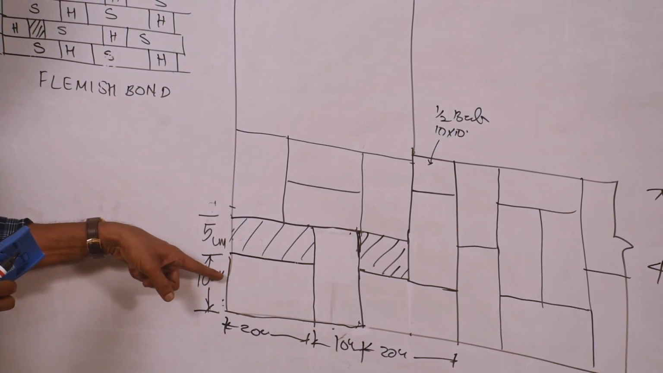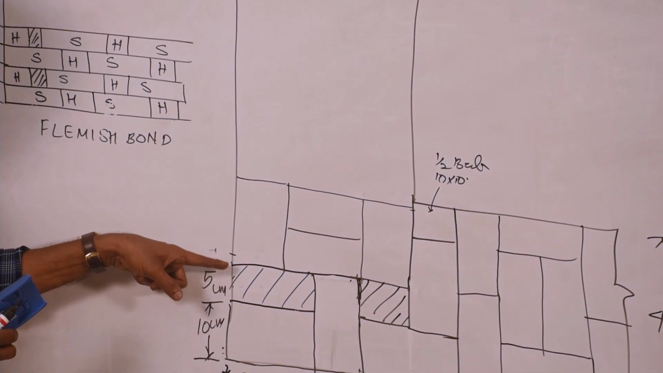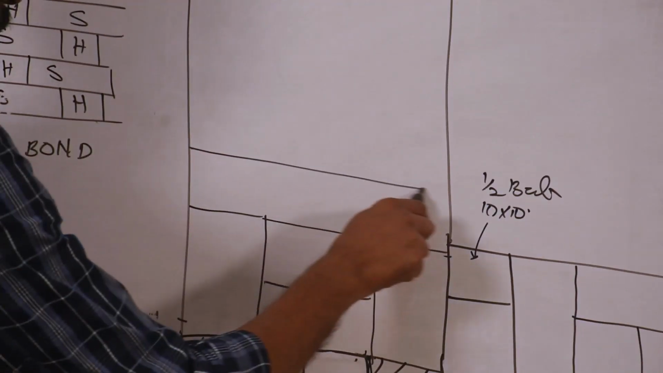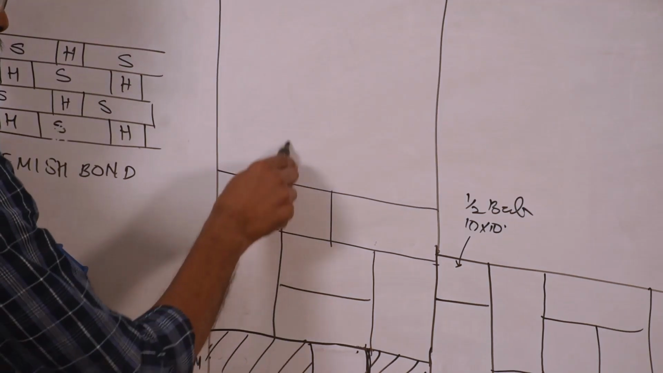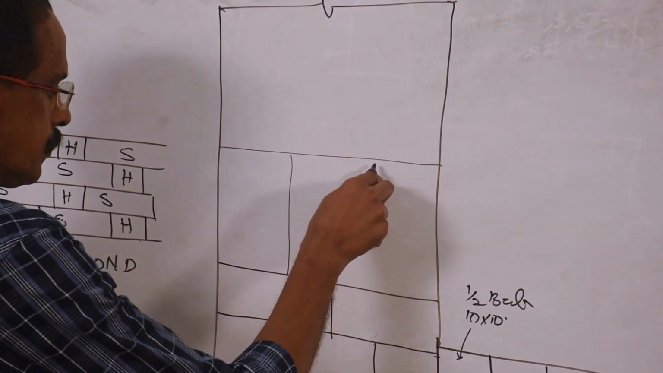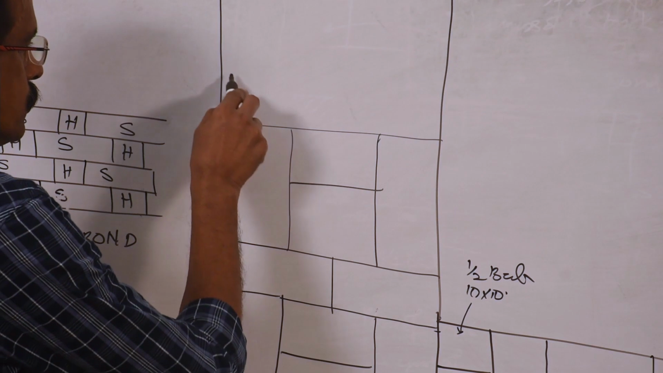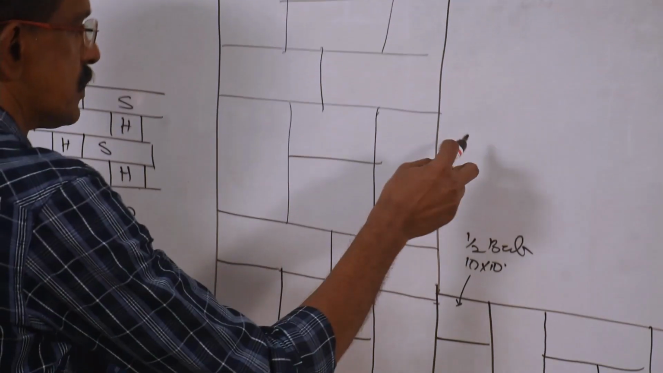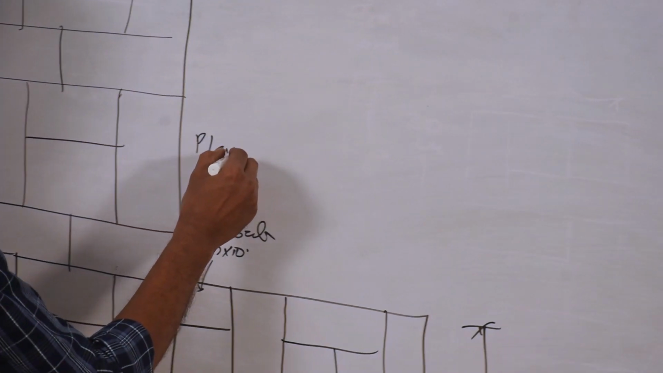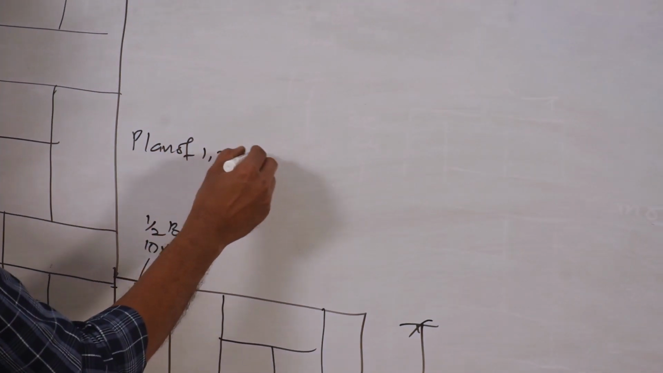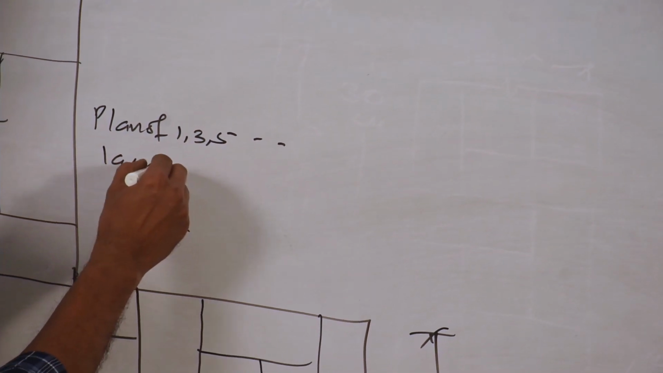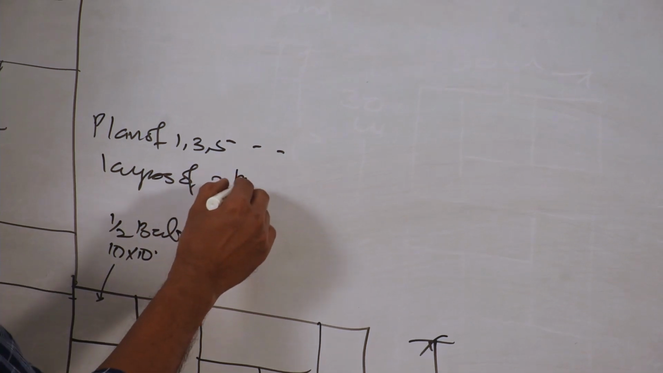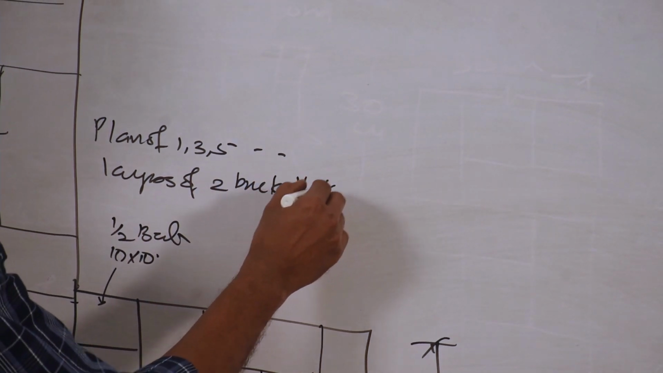Next is header. Side you see header, closer, structure. Next is header. So brick arranged like this. Next is structure. Here also structure. So next is header. Next is structure. So that is the arrangement. So this is the plan of 1, 3, 5, etc. layers of 2 brick thick Flemish bond.